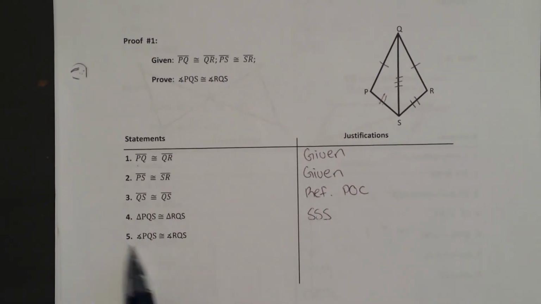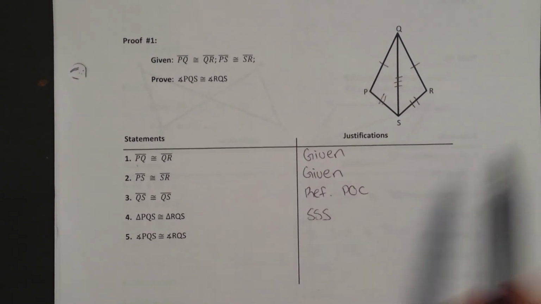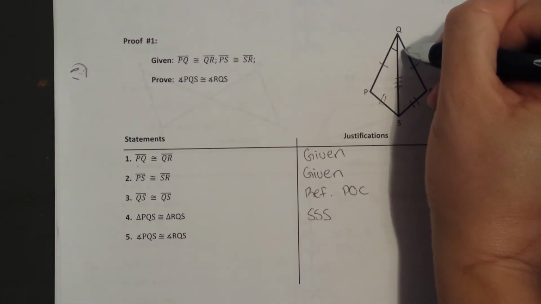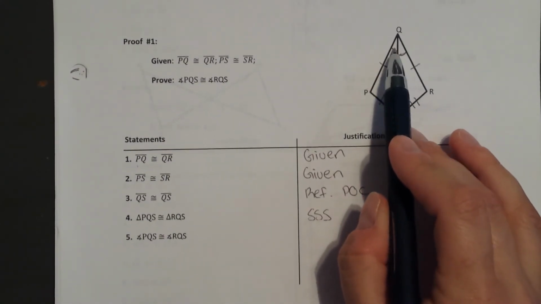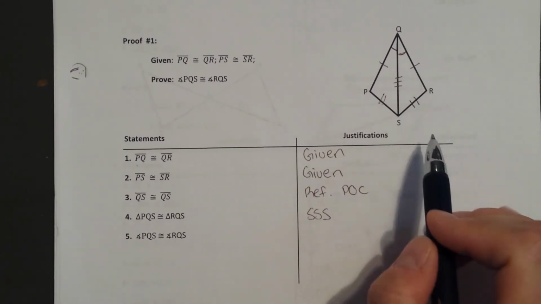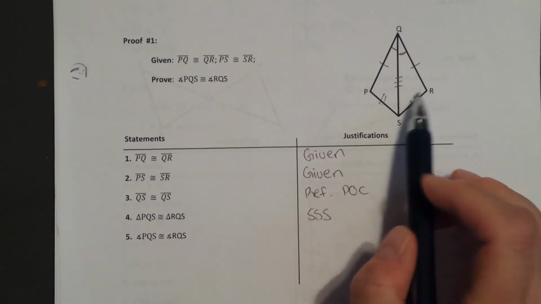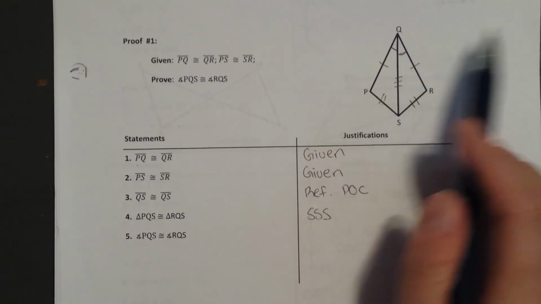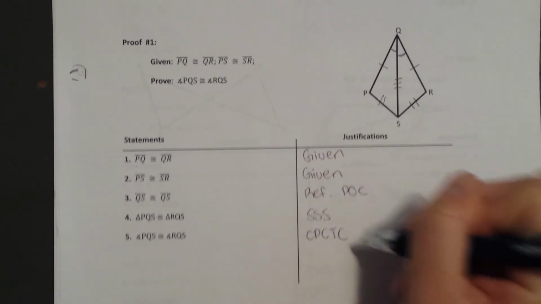And then the last justification, we want to prove that angle PQS is congruent to angle RQS. So angle PQS is right here. Angle RQS is right here. And those angles are congruent because they are corresponding parts. And again, we've already proven the triangles are congruent. So by CPCTC, all of the corresponding parts are now congruent, not just the sides that we know. So we have these two angles are congruent. That's what we're trying to prove. So last justification is CPCTC.